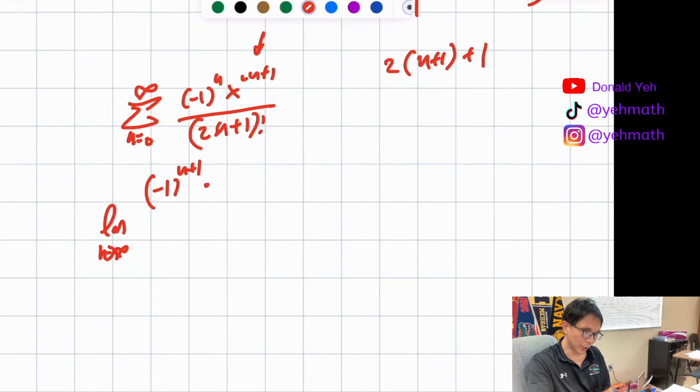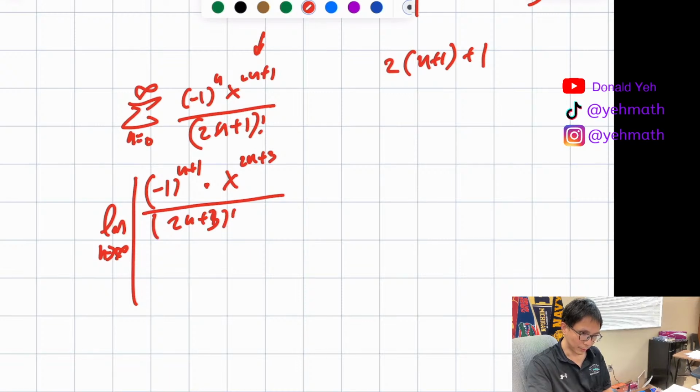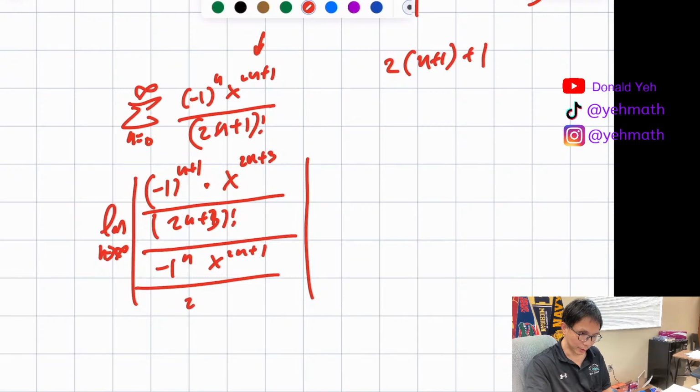Okay, so I'm going to do the absolute value of negative 1 to the n plus 1 times x, but you have to plug in n plus 1, so it'd be 2n plus 3. Does that make sense? Over 2n plus 3 factorial, over negative 1 to the n, x to the 2n plus 1 over 2n plus 1 factorial. So this negative 1 and negative 1 cancel out just because of the absolute value. Now x to the 2n and x to the 2n cancel out, so you're going to get x squared left.